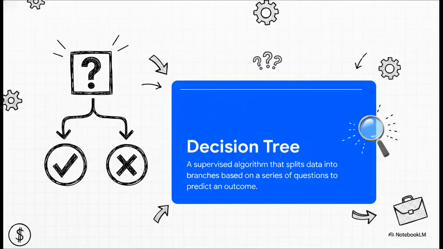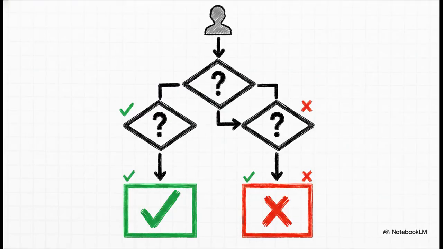But what happens when you're not trying to predict a number, but a choice? A simple yes or no, accept or reject. For that kind of problem, we use a decision tree. It works exactly like a flowchart, asking a series of simple questions to lead you down a path to a final outcome. What's so great about a decision tree is that its logic is completely transparent. You can literally follow the path down the branches to see exactly how it reached its conclusion.